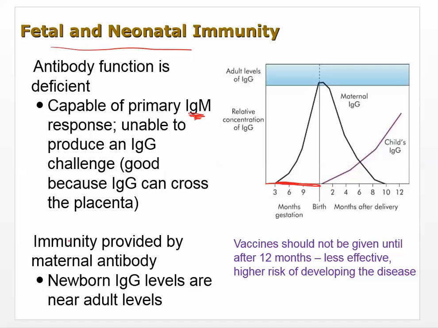Okay. Now, does that mean that the baby doesn't have any immunity? No, we've already talked about this. The newborn has IgG levels that are near mom's level. So mom's sharing the IgG. Baby comes out immune to whatever mom's immune to. But then over about a year, the baby will start to be able to produce its own IgG. And so you shouldn't really start vaccinations. There's less point until after about 12 months because they're not going to be as effective because the immune system isn't quite there yet. So they're less effective and they may be put at a higher risk of developing the disease.